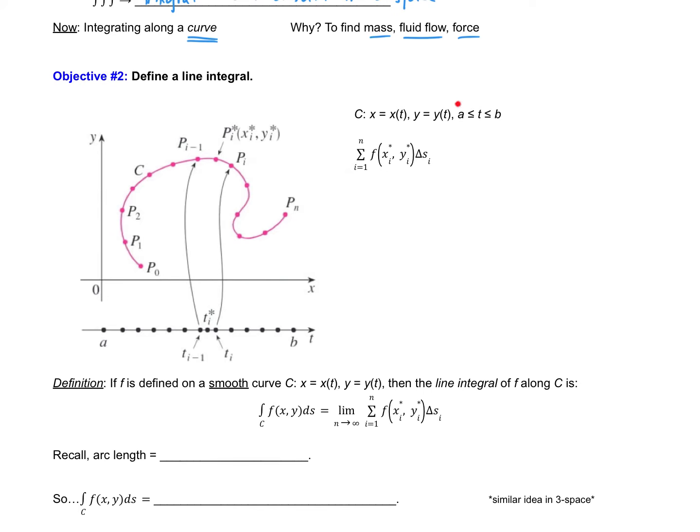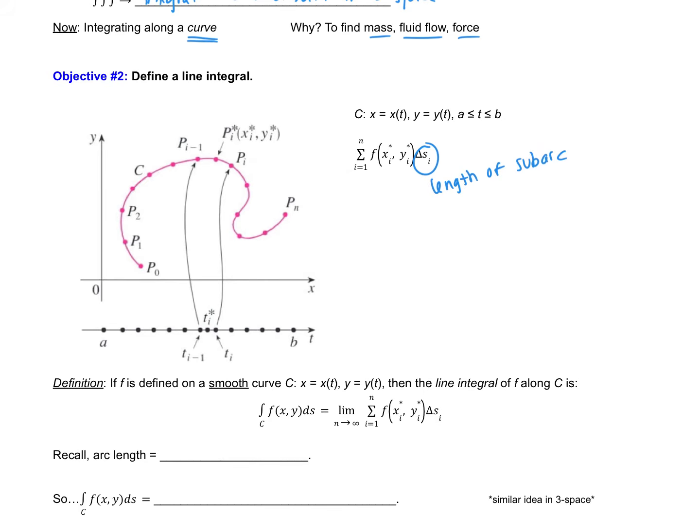Okay, so what we have off to the right is some curve C that's defined parametrically. x is a function of t, y is a function of t, and t is between a and b. And so what we see here is each of these points is a different value of t, defined between a and b. If we take some value of t, like this one right here, that gives us a point on the curve. Another value of t gives us another point on the curve. And so what we're going to be looking at is summing up the function values, and then this delta s sub i is the length of the subarc.